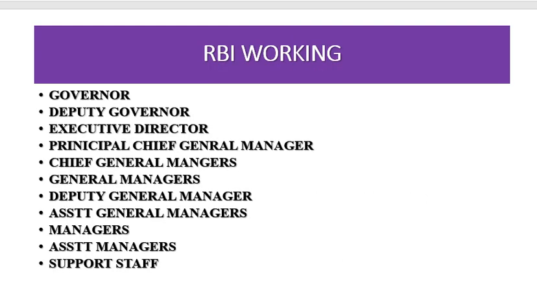So the governor is the main. There are four deputy governors. Under the four deputy governors, executive director, under executive director, principal chief general manager, under principal chief general manager, general manager, deputy general manager, assistant general manager, manager, assistant manager. Then there is the support staff.